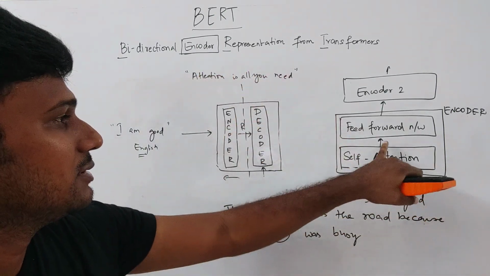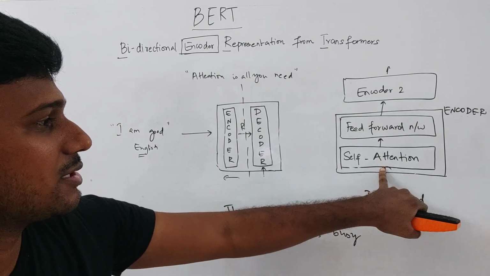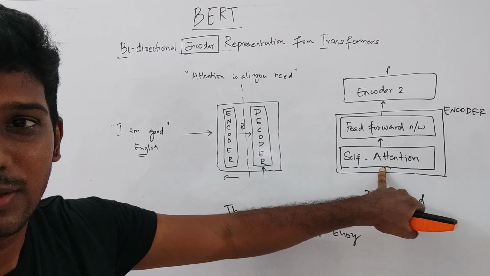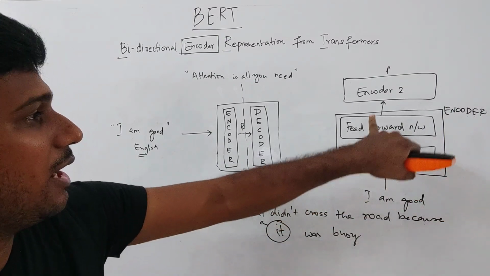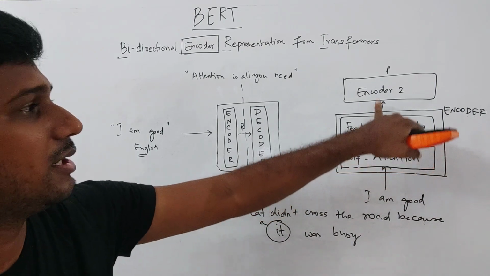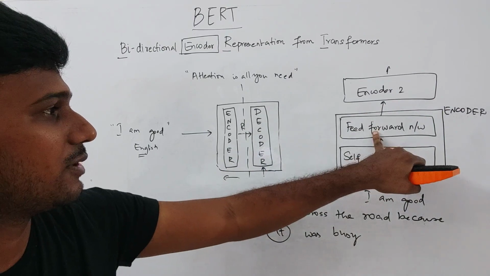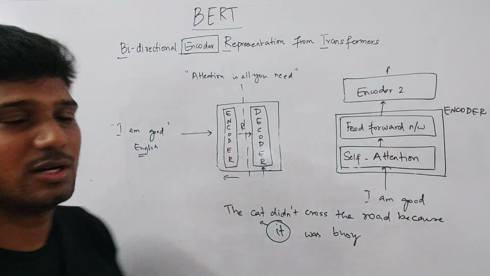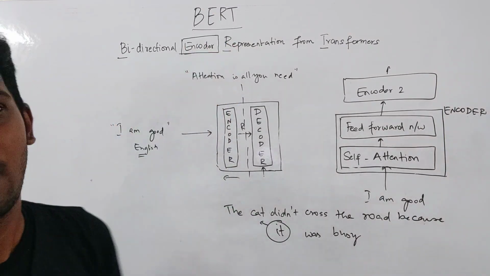And as soon as this self-attention mechanism captures that information, it is fed into the feed-forward network, and it gives out a representation, and that is again sent into the next encoder to self-attention, and then again to the feed-forward network. Similarly, we stack multiple encoders upon each other, and we get the representation for BERT.